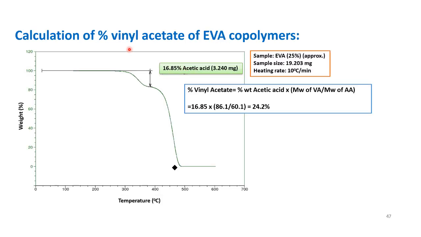Then we can also calculate the percentage of some of the copolymer. So, for example, this EVA, which contains vinyl acetate. In this case, the acetic acid is known, which is around 16.85%. So around 3.2 mg of this weight loss is because of the acetic acid, and the remaining is from the polymer. So how much vinyl acetate was there, that we can calculate with the help of the weight loss percentage.